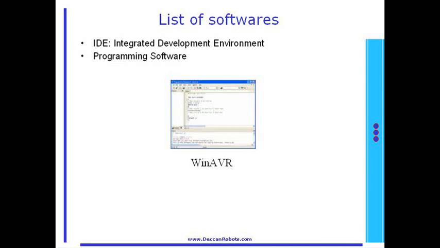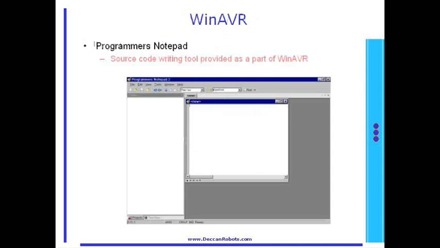This chapter of the course will focus on the usage of WinAVR. Programmer's Notepad is a source code writing tool provided as a part of WinAVR. To start Programmer's Notepad, click Start, All Programs, WinAVR, Programmer's Notepad menu from your PC. You can start Programmer's Notepad from a desktop shortcut too. Move on to the next screen to learn to create your first AVR development application.